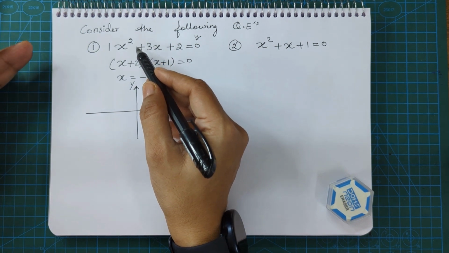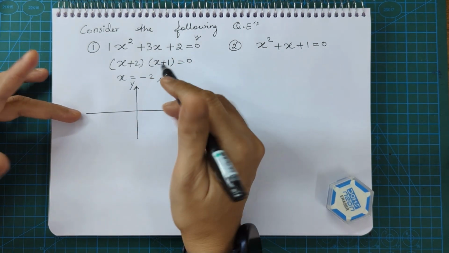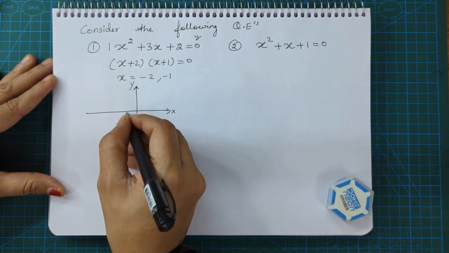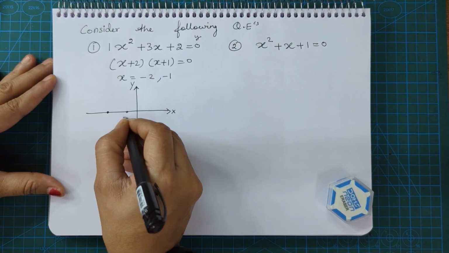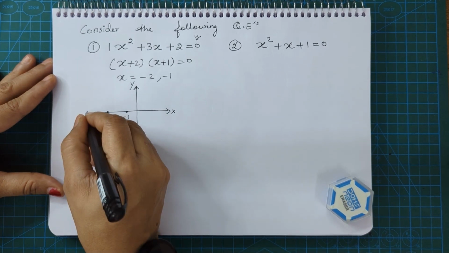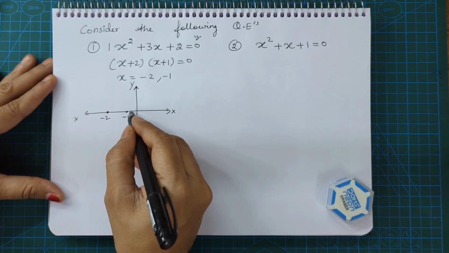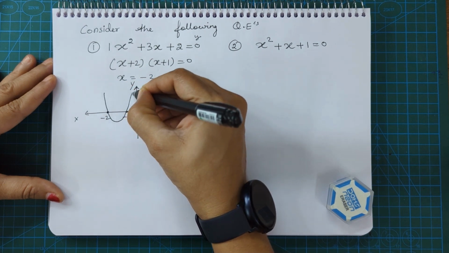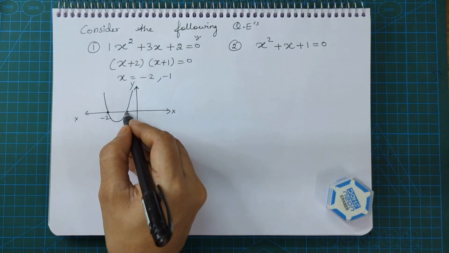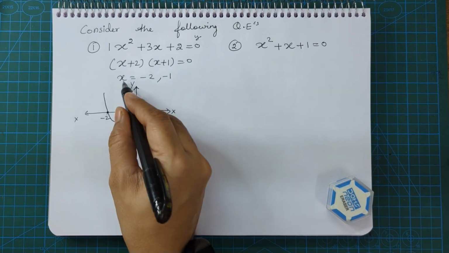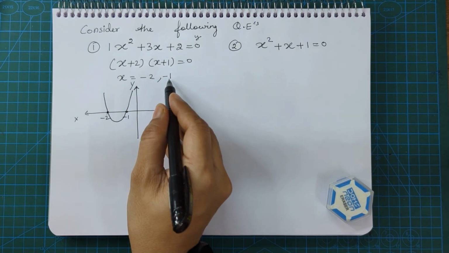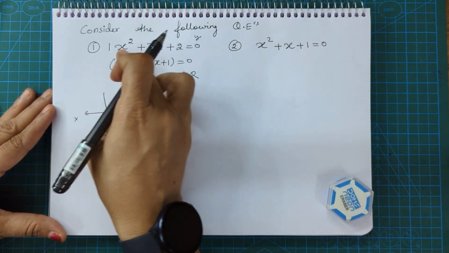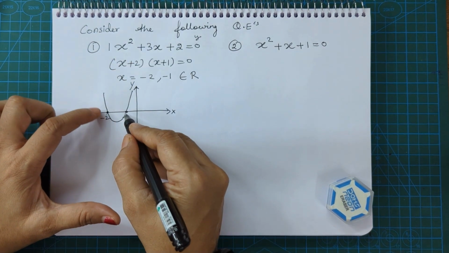Where this graph intersects the x-axis, those are the zeros. So this equation's graph is going to intersect the x-axis at these 2 points, and the graph is going to be in this form. So these are the 2 zeros, negative 2 and negative 1, which belong to the set of real numbers. That means this quadratic equation has real roots.